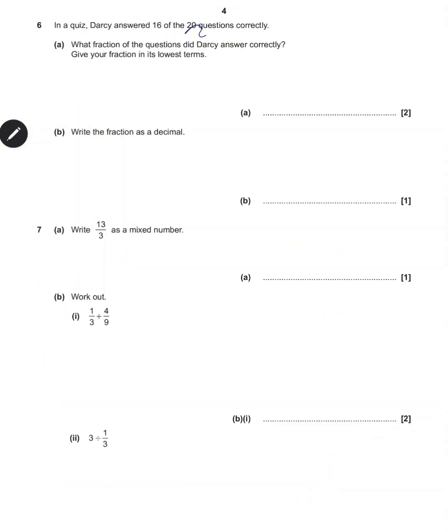Question 6, my mate Darcy answered 16 questions out of 20. What fraction did she get correct? And simplify your answer. So if she answered 16 correct out of 20, there is the fraction straight away. And it says simplify it, so let's just start halving top and bottom. Half of 16 is 8, half of 20 is 10. Again, let's halve top and bottom. That's 4 out of 5, and I think at this point I'm finished. That's not going to simplify any further.